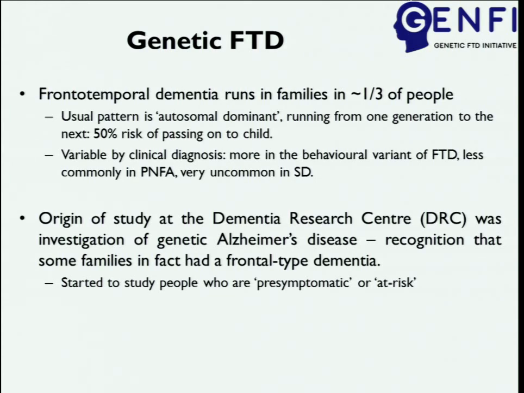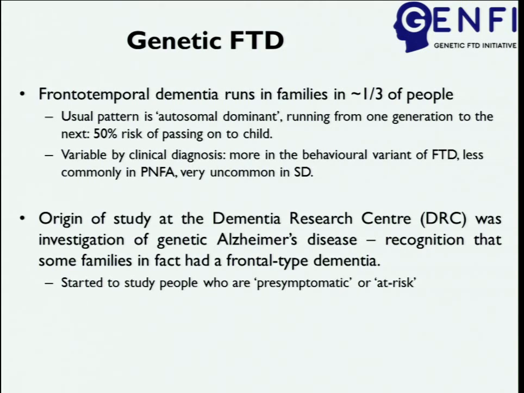And it's variable by clinical diagnosis. Behavioral variant frontotemporal dementia is more genetic than the language problems. We do see people who have the non-fluent aphasia who have genetic problems, but that's a lot less than a third. And we almost never see anyone with semantic dementia who has a problem that runs in the family. So it's mostly people with behavioral variant FTD.